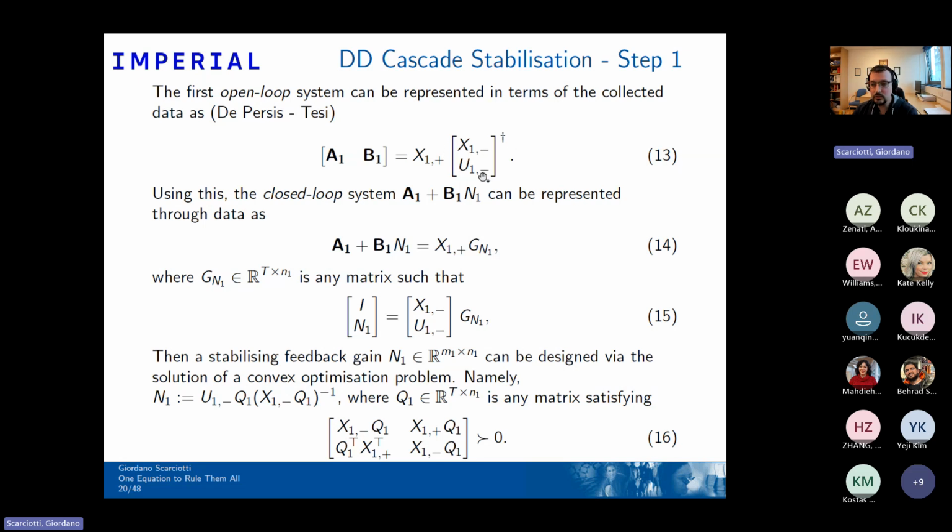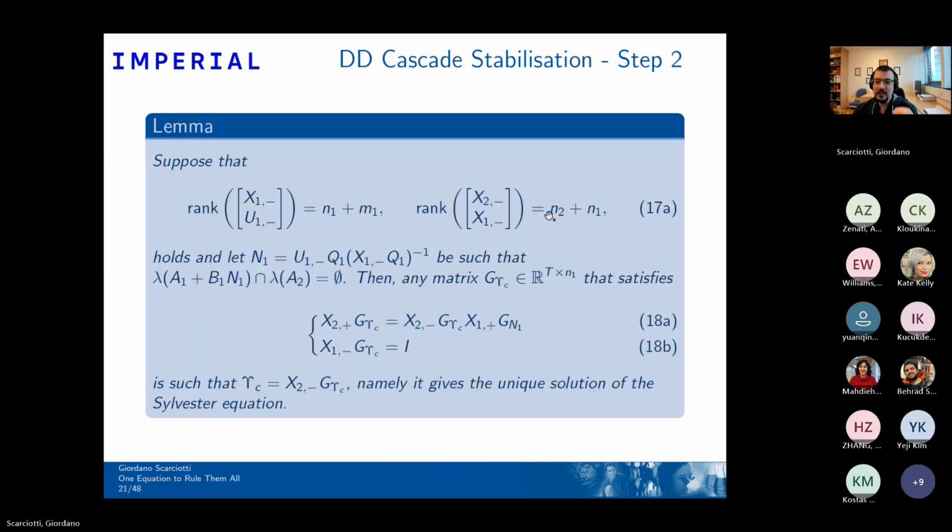So we do not use at any time the system identification step, but we always find the solution directly from data, okay? Now, the key message here is that we know how to stabilize the first system from data from the literature. The second step now is to solve the Sylvester equation from data. And this is an application of the lemma that I showed at the beginning of this talk.